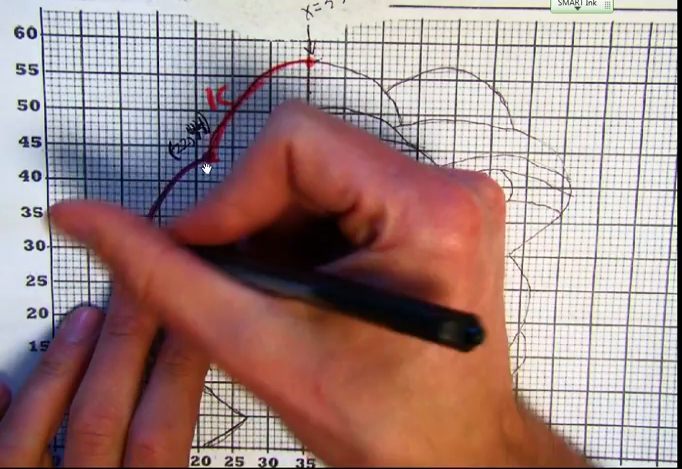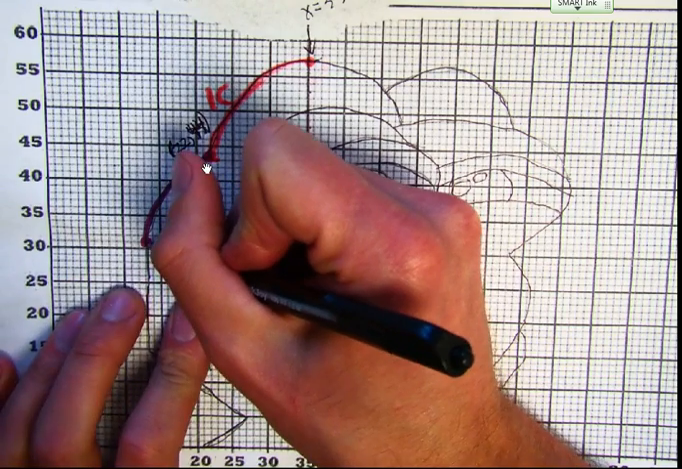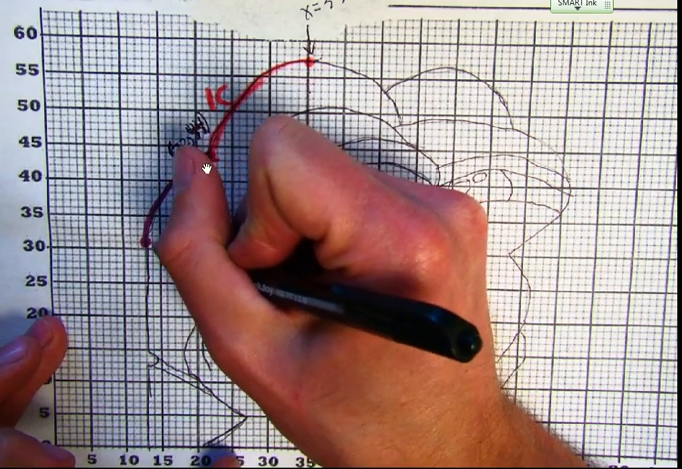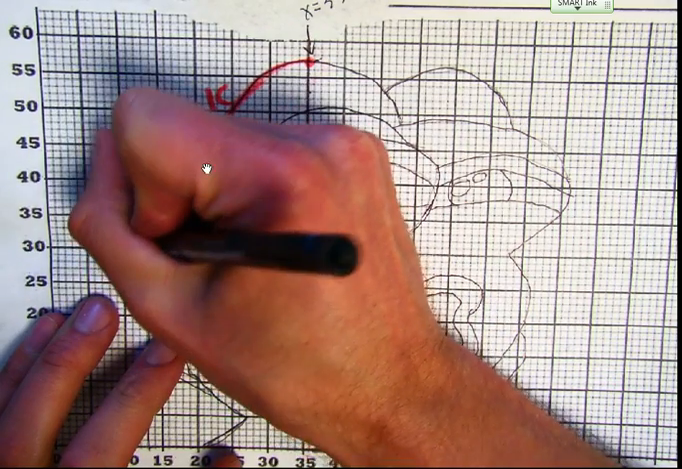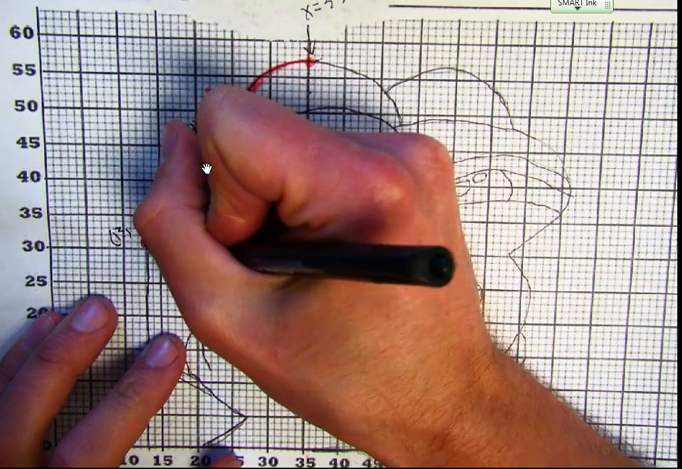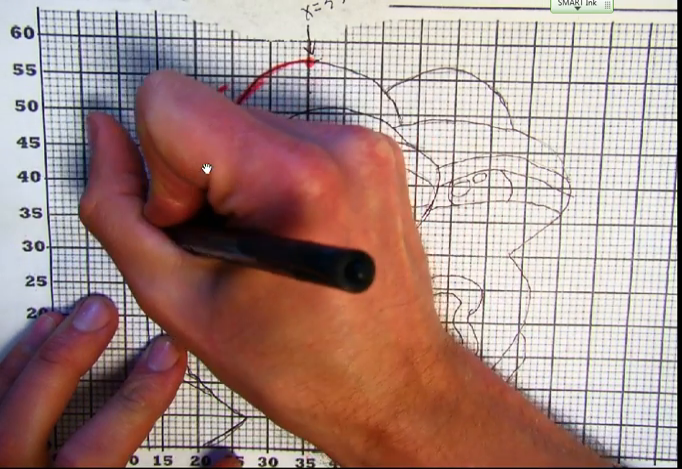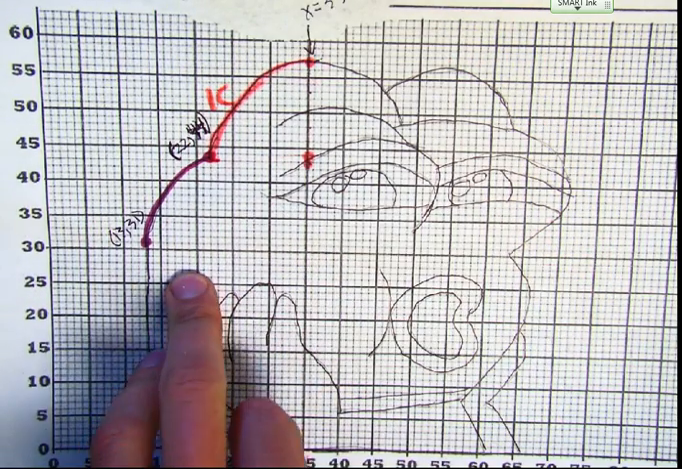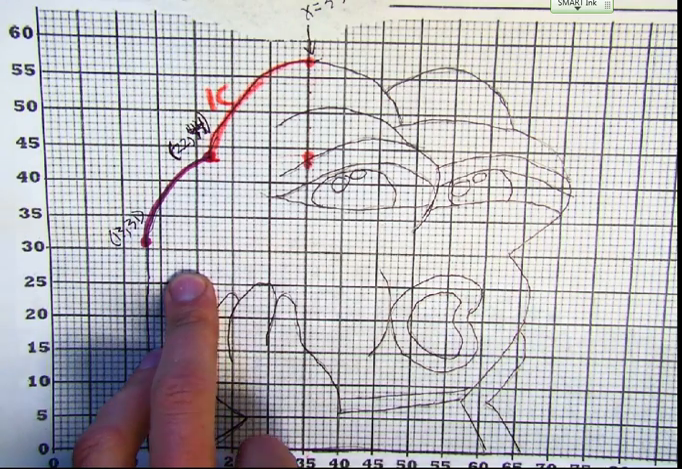What is this point right here? Well, that point looks like it has an x value of 15, 14, 13, and a y value of 31. So 13 and 31. From that, I should be able to identify my center, and I should be able to write the equation of that ellipse.